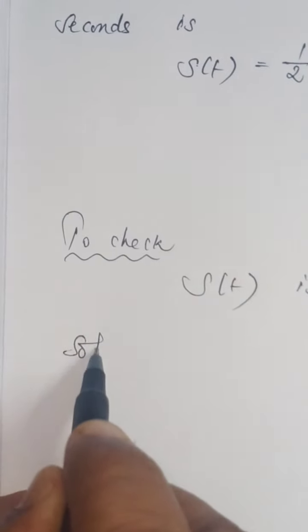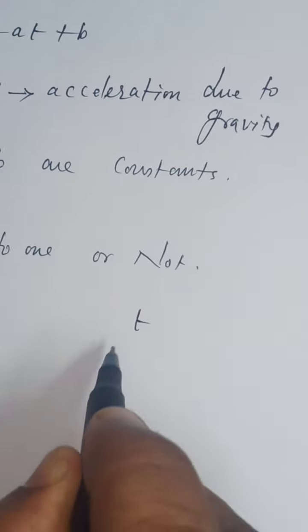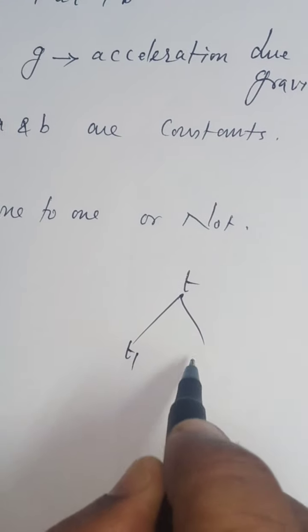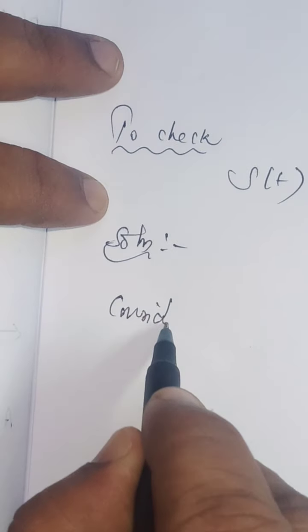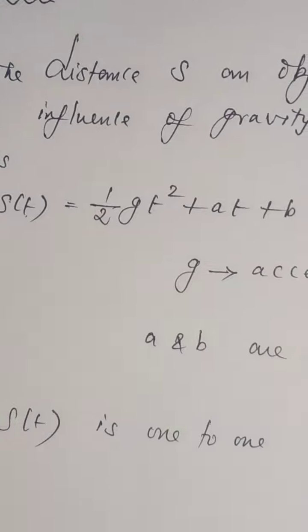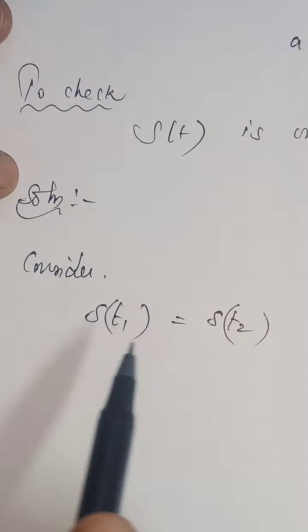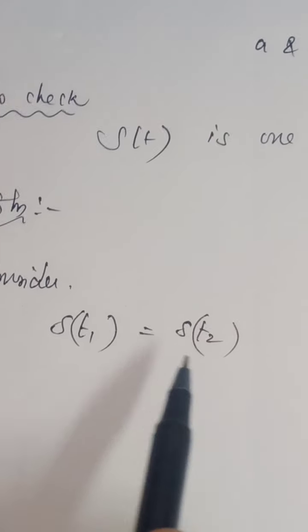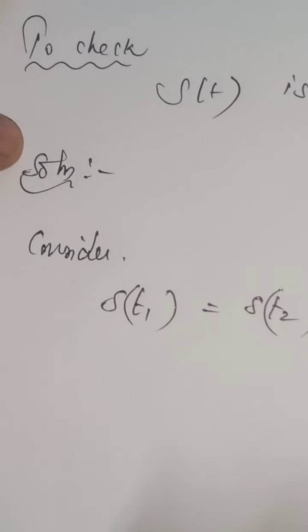Solution. T is the time. I take two different times, t1 and t2. Consider t has to be replaced by t1 as well as t2. I am considering s of t1 and s of t2 are equal. By considering s of t1 and s of t2 are equal, if I prove t1 equals t2, then we can say s of t is a 1 to 1 function.